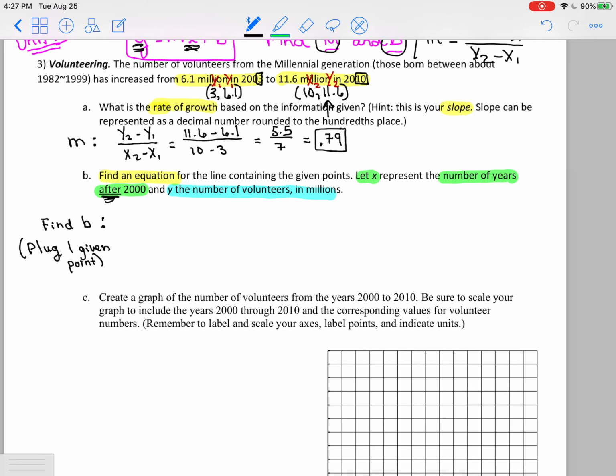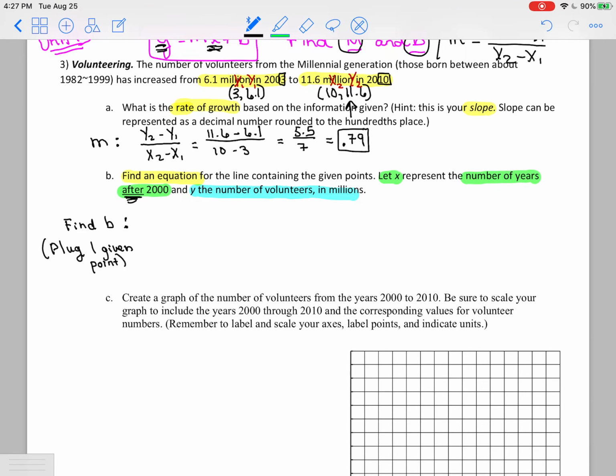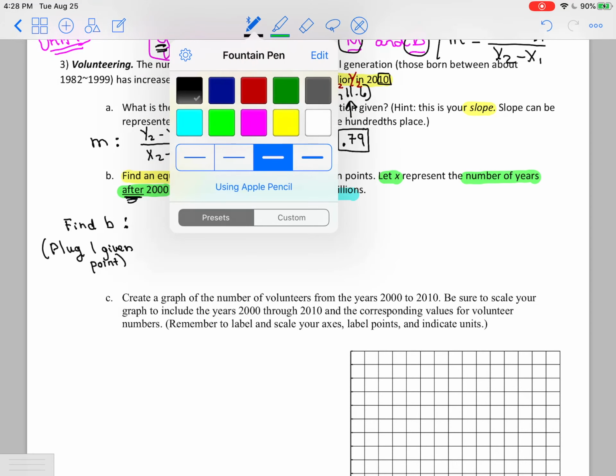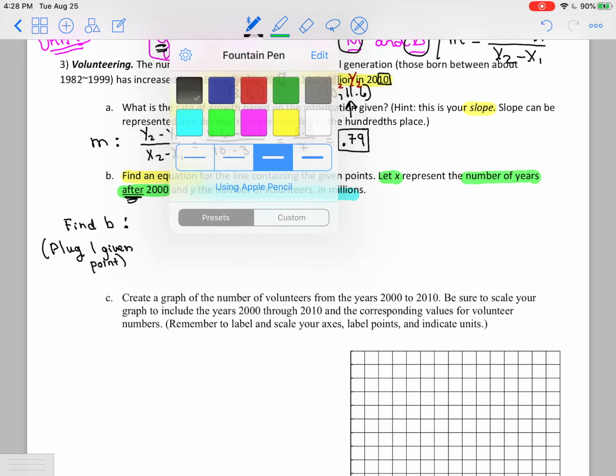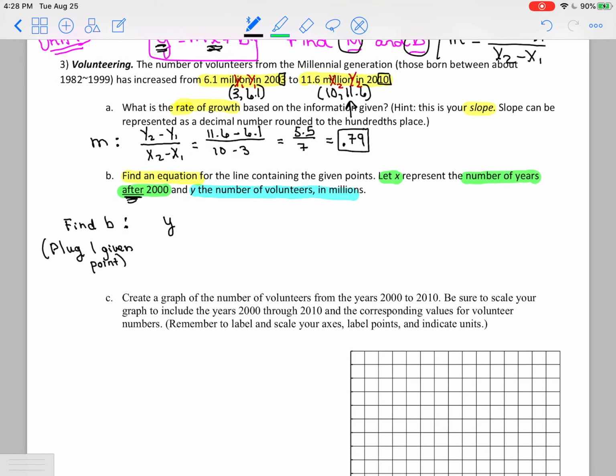It doesn't matter which point you choose because both of these points should be on our line, right? Both of those should work. So I usually try to pick the one that is the least amount of work in terms of algebra, so some easier numbers or smaller numbers, something like that.